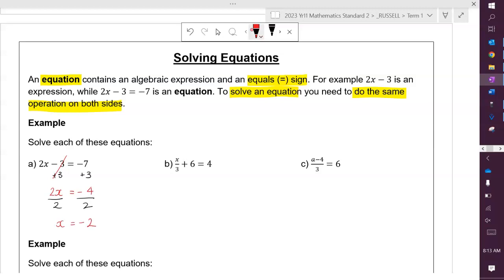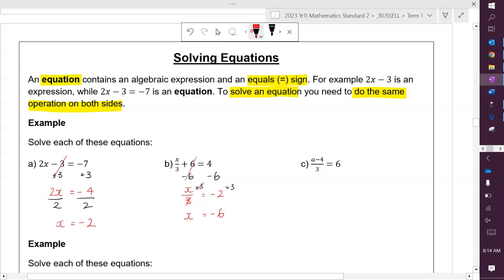The second example, I need to eliminate the positive, so to do that I do the opposite, which is to subtract. These two cancel, so I have x over 3 equals negative 2. And remember, this over or the fraction simply means to divide. So the opposite of dividing is to times. So we times both sides, meaning both sides of the equal sign, by 3. So these two cancel, leaving me with x, and negative 2 times 3 is negative 6.